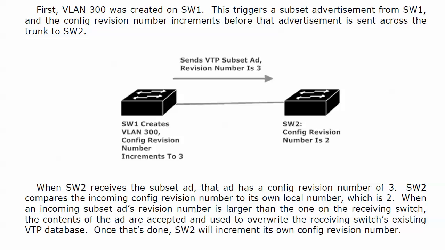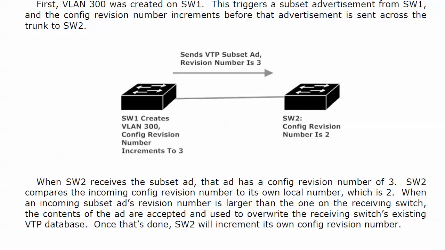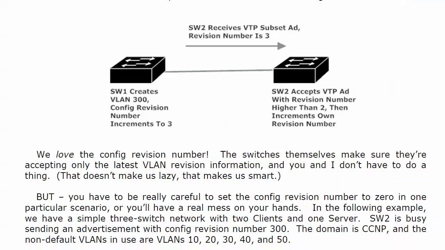Switch 1 had incremented its revision number to 3, and when it sent the add, that was the actual config revision number in the add. You just don't see that when you're just looking at the switches. Now when switch 2 receives that subset add, what happened? The add had a config revision number of 3. Switch 2 compares those values and says, okay, my own local config revision number is 2, and the incoming add is set to 3, therefore that must be more recent information. So in that case, the contents of the add are accepted and used to overwrite the receiving switch's existing VTP database. And once that's done, switch 2 will then increment its own revision number.